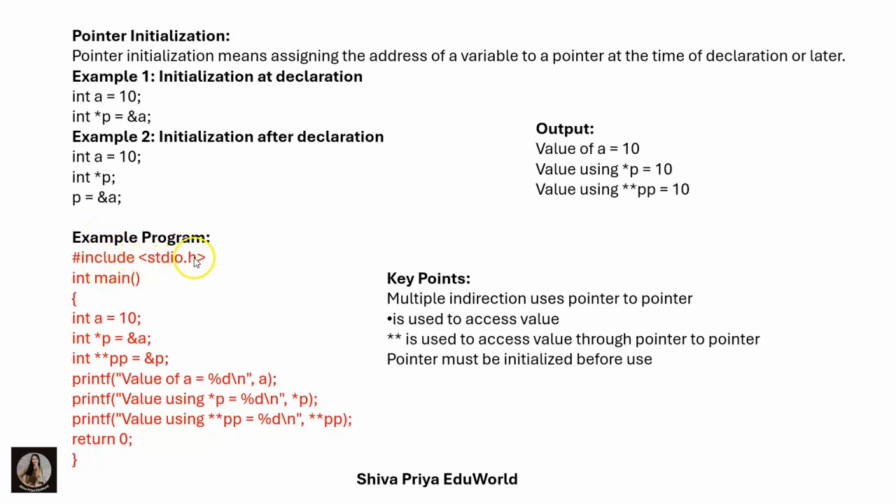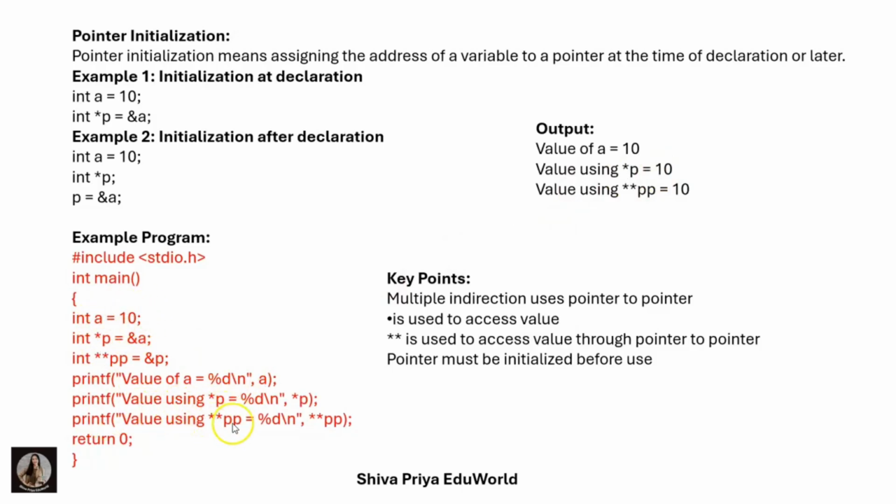Hash include standard input output dot h. Int main. Int a is equal to 10. Int asterisk p is equal to address of a. Again, I have explained this example previously. Printf value of a, it will print the value of a, that is 10, and printf value using asterisk p, that is 10. Again, it will give the value 10, which is stored inside the variable a.